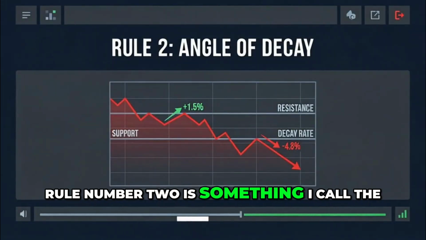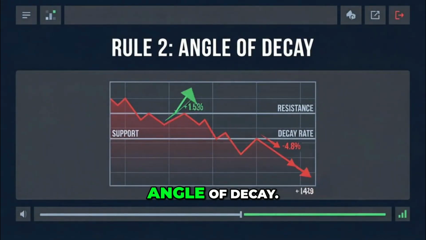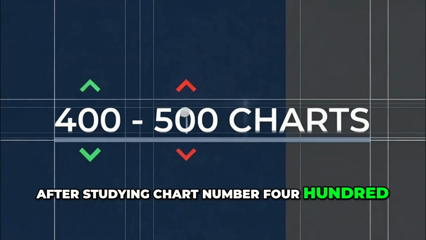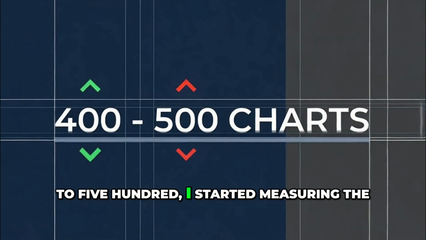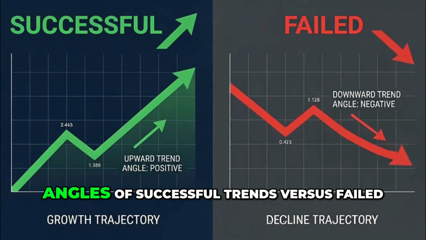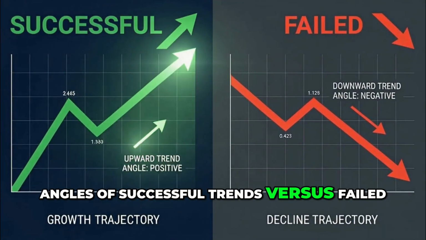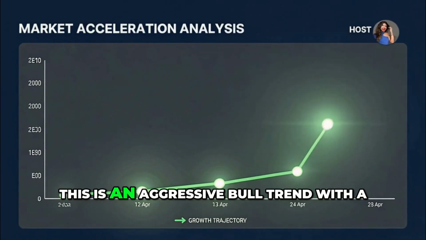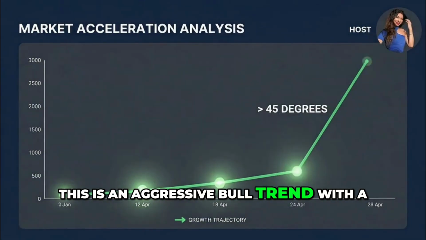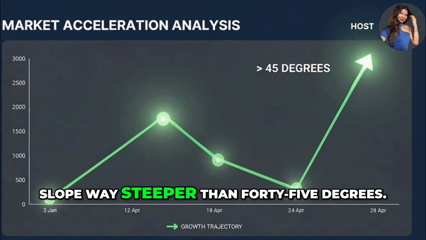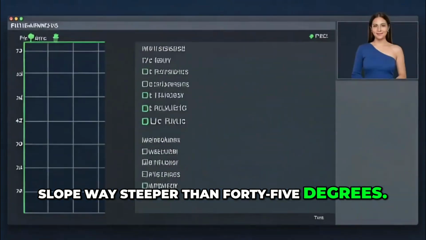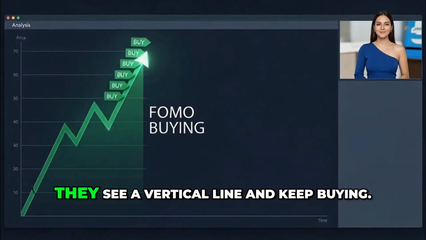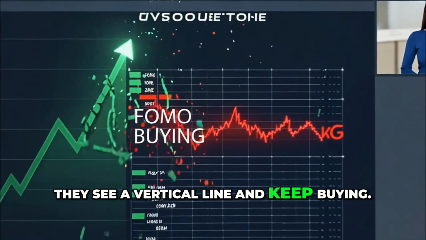Rule number 2 is something I call the angle of decay. After studying charts number 400 to 500, I started measuring the angles of successful trends versus failed trends. Look at this first chart. This is an aggressive bull trend with a slope way steeper than 45 degrees. Retail traders love this because of FOMO. They see a vertical line and keep buying.